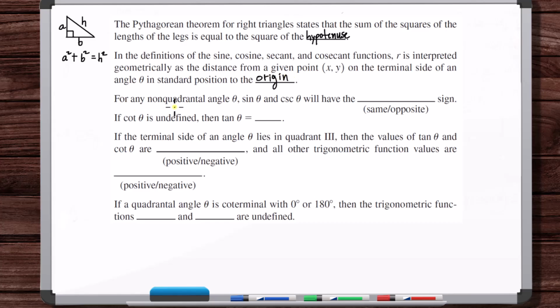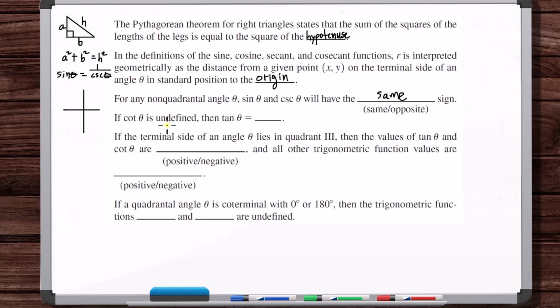For any non-quadrantal angle theta, sine theta and cosecant theta will have what sign, same or opposite? We know that sine and cosecant are related in that sine theta is 1 over cosecant theta. So sine and cosecant are just reciprocals of one another. That means they're going to have the same sign.